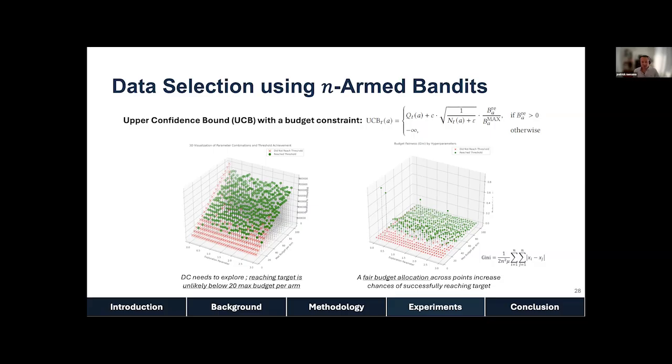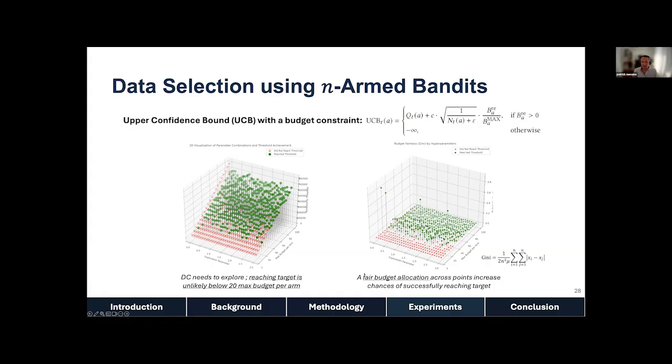I'm not going to go into too much detail, but what we observed is similar results to the Shapley value strategy, in the sense that if the data owner fixes a max budget per arm of 20, the data consumer is very unlikely to achieve his target. So there is a minimum maximum budget per arm that he can set. Otherwise, the consumer will not acquire any data points.